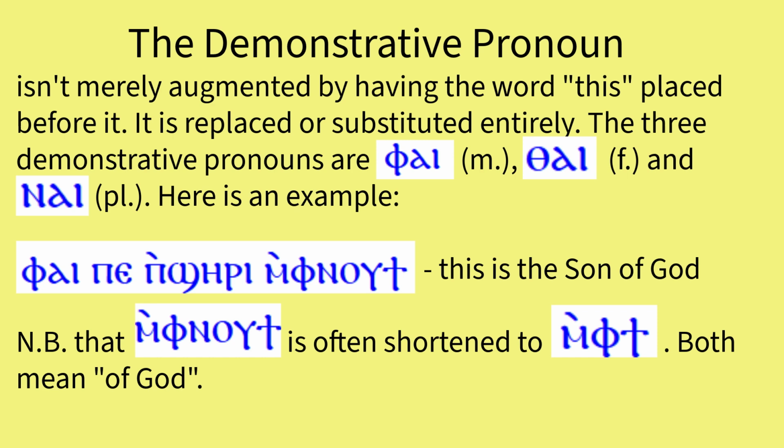The three demonstrative pronouns are by, which is masculine, meaning this, tai, which is feminine, and it means this also, and nai, which is plural, and of course it means these.